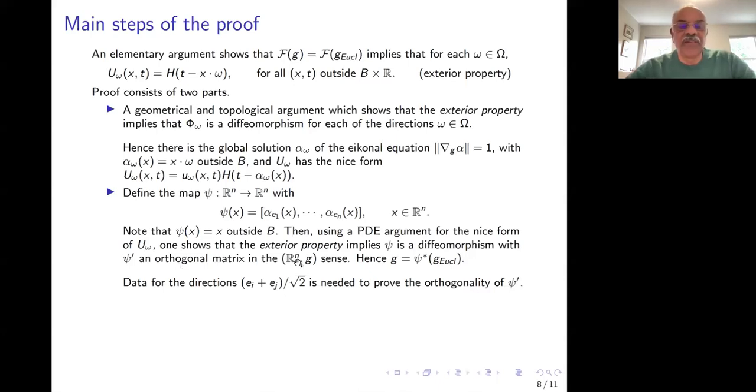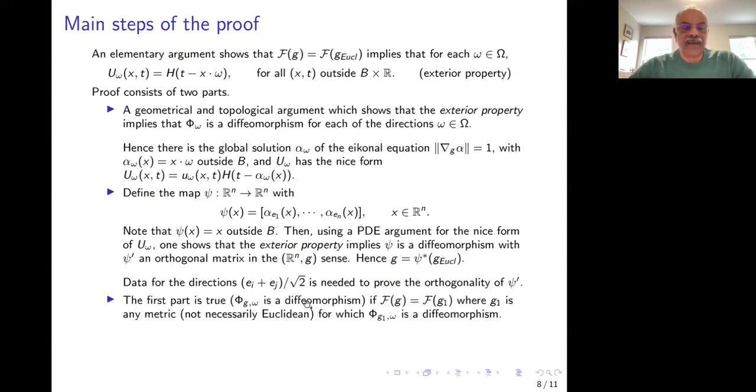So it seems like, at the moment, I did not use data from the other directions, just E1 through En, but actually to prove the orthogonality, there is an argument which requires using the data from the other directions. So this is where we use the data from the other directions to prove that psi prime is an orthogonal matrix.